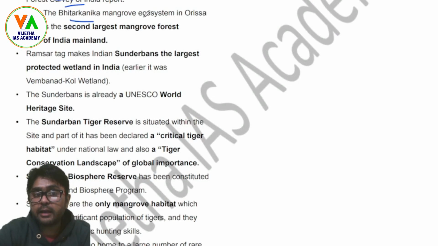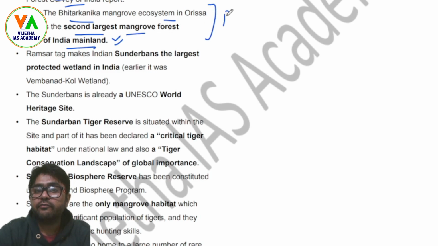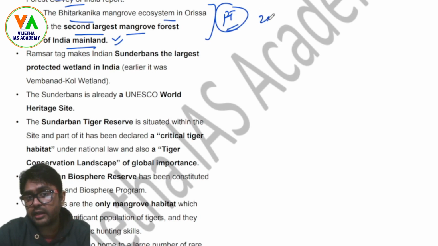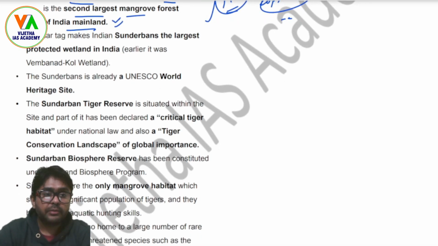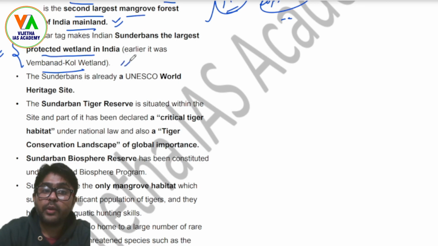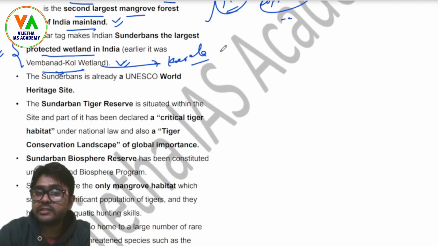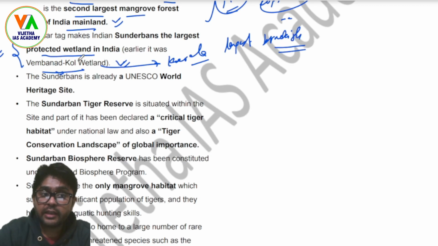Then Bhitarkanika mangrove ecosystem in Odisha is the second largest mangrove forest of the Indian mainland. Very important for your prelims. This question has already been asked in 2014 or 15 in the environment section. Then the Ramsar tag makes Indian Sundarbans the largest protected wetland in India. Yes, earlier it was Vembanad Kol wetland in Kerala. Vembanad is basically the largest brackish water lake. So this lake was previously the largest protected wetland, but now it is the Sundarbans.